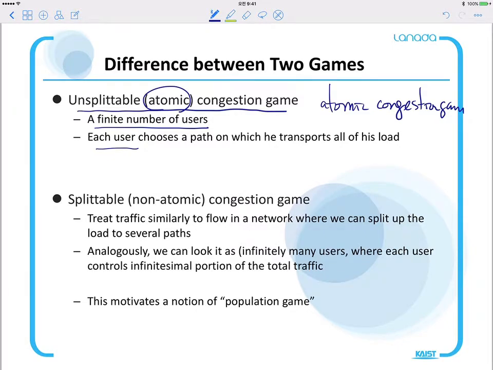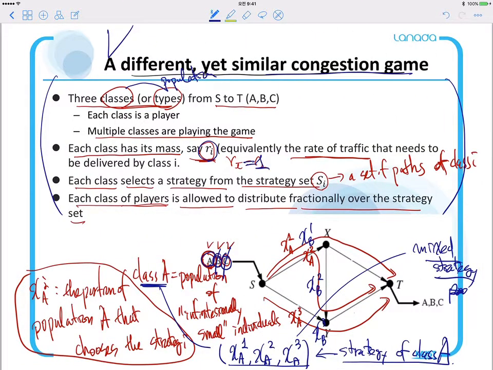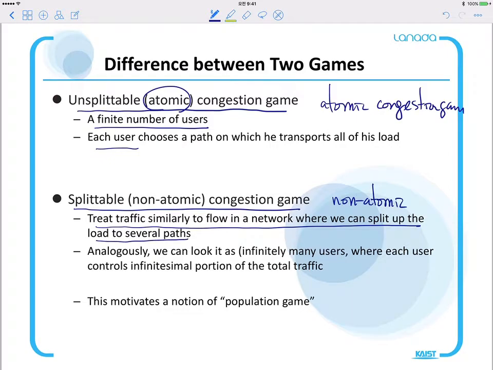the entire class as a collection of infinitesimally small populations or persons, and then we allow the splitting of the traffic, where splitting means that we essentially allow each small individual to be split over the different paths. And that's why this is a splittable congestion game, or the non-atomic game, where we treat the traffic similar to the flow in a network, where we can split up the load to the several paths.